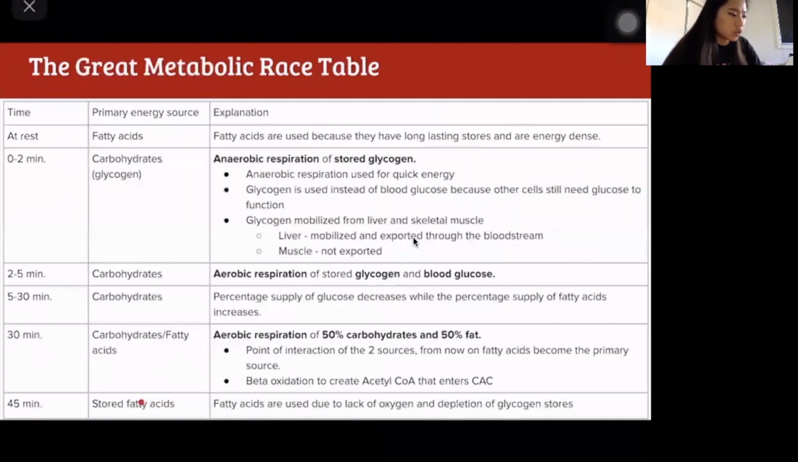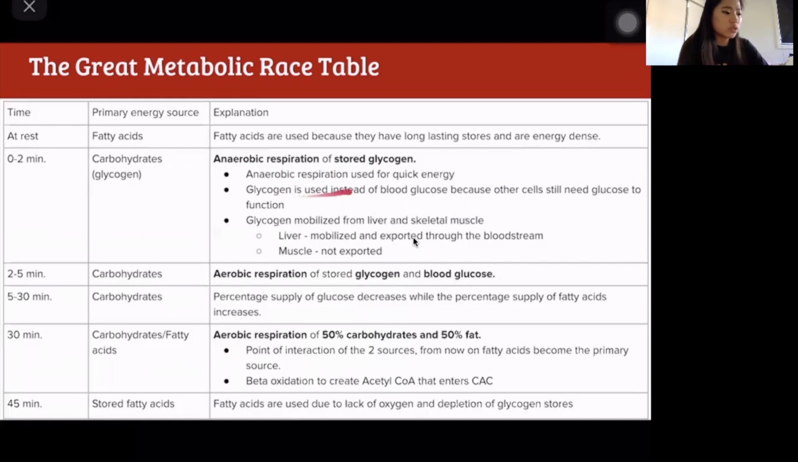So this table kind of just goes through the different timing of the race. So at rest, or before the race, the primary energy source of your body is fatty acids, and it's used because they have long-lasting stores and are energy dense. So it's just kind of like how energy is mostly stored in your body. From 0 to 2 minutes, you use carbohydrates and mostly the stored glycogen instead of free glucose, and it's done through anaerobic respiration, because anaerobic respiration occurs faster and it could be used for quick energy.